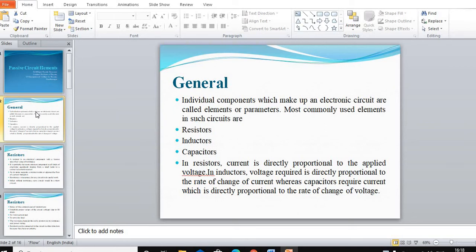In resistors, current is directly proportional to the applied voltage. In inductors, voltage required is directly proportional to the rate of change of current, whereas capacitors require current which is directly proportional to the rate of change of voltage.